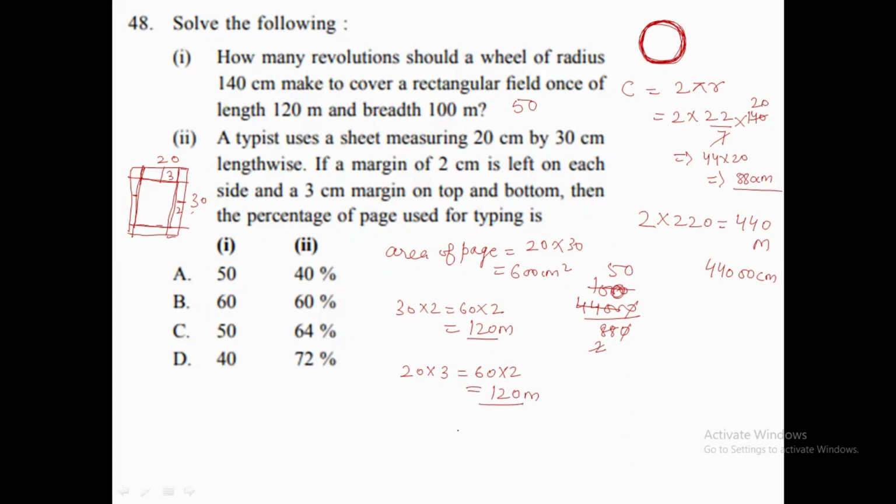So what are we getting? 240. Now subtract 240 from 600. What are we getting? 10 minus 4 is 6, 5 minus 2 is 3, 360. Now we need to find the percent of the page used for typing only. So 360 by 600 multiply by 100.